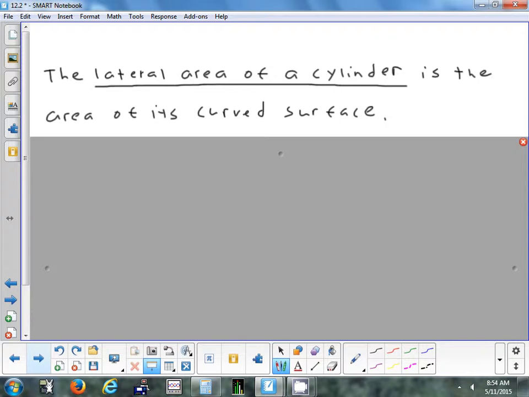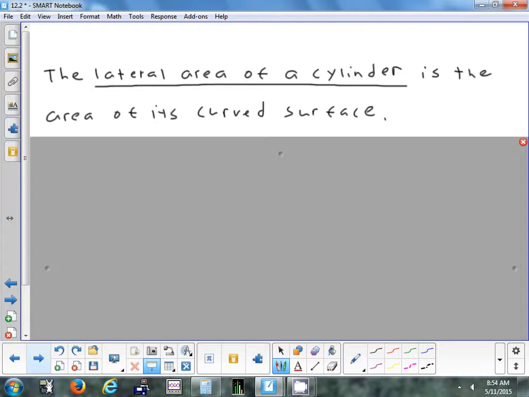Originally, here's my cylinder. When I cut it open, this side was the height of the cylinder, the right side. How about the length of this rectangle? If I make it back into a cylinder, what's the length of that rectangle? No, not the diameter, not the distance across. It's the distance around that circle. Circumference. It's the circumference.